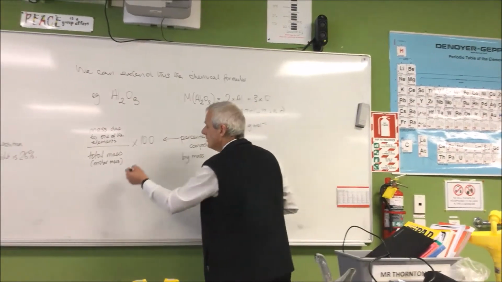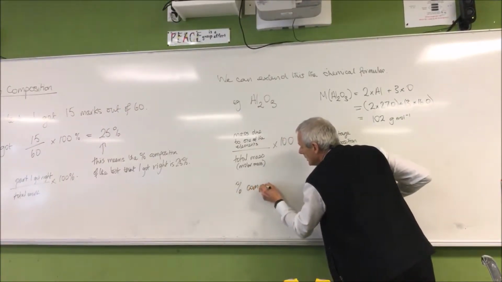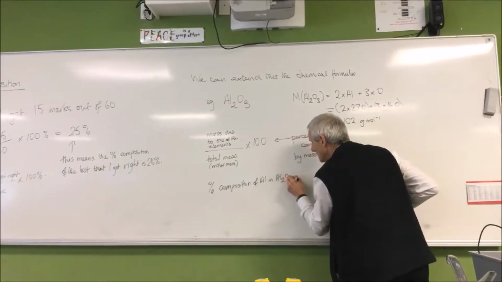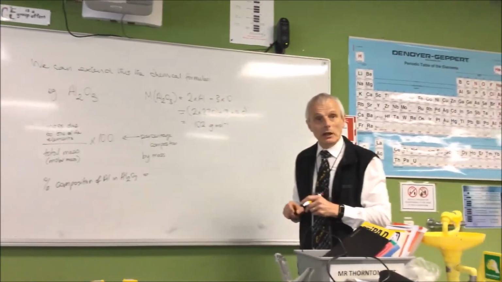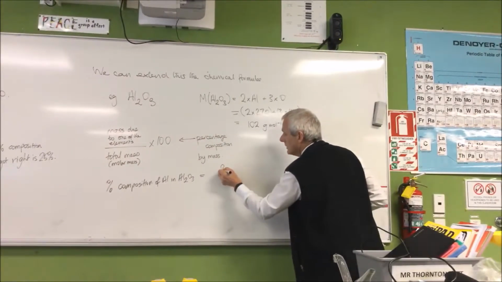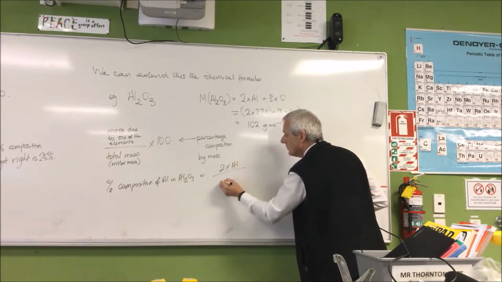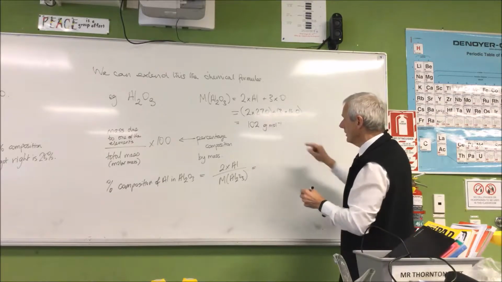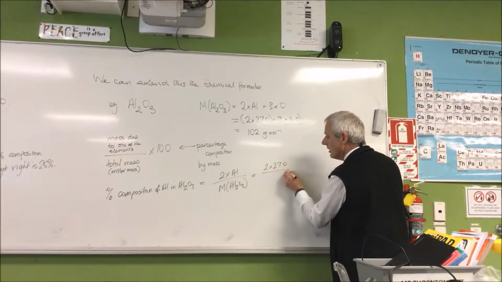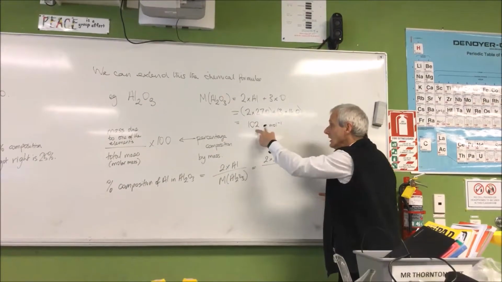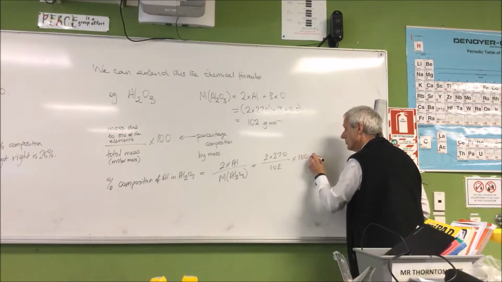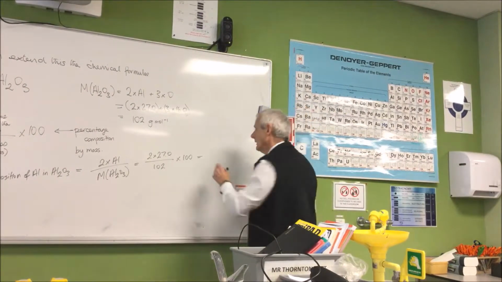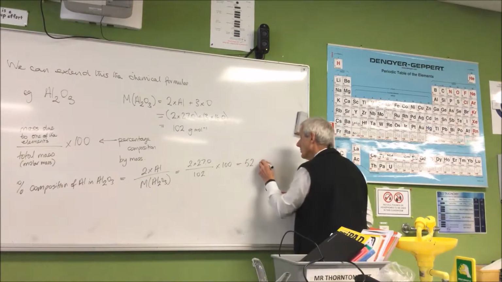So what we've got is 2 times aluminium. If we're looking at the percentage composition of aluminium in aluminium oxide, it's 2 times the mass of aluminium divided by the molar mass of Al2O3. So 2 times 27.0, and the molar mass of aluminium oxide, the total mass, is 102. And I multiply that by 100%. Could somebody quickly calculate that? It's 54 over 102. 52.94%. Okay?